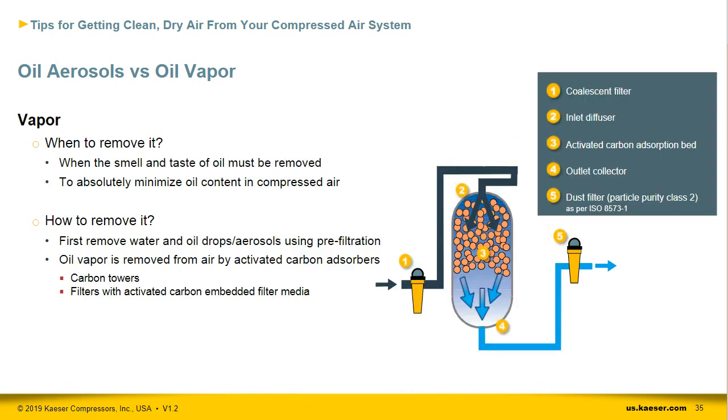Oil vapor, on the other hand, won't cause lubrication problems, and in most applications, there's no need to remove it. Removing oil vapor is usually reserved for applications where the smell and taste of oil would be problematic, like breathing air systems. Because coalescing filters work by making aerosols collide and form larger drops, they're not able to remove oil vapor. For oil vapor removal, the compressed air is flowed across activated carbon. The activated carbon is either filled into a tower as granular material or embedded in the filter media of a filter specifically intended as an oil vapor filter. Over time, this carbon loads up with oil and has to be replaced.